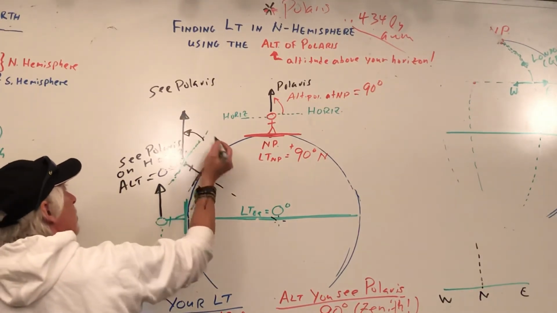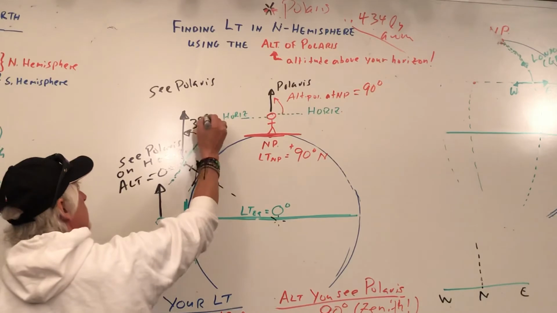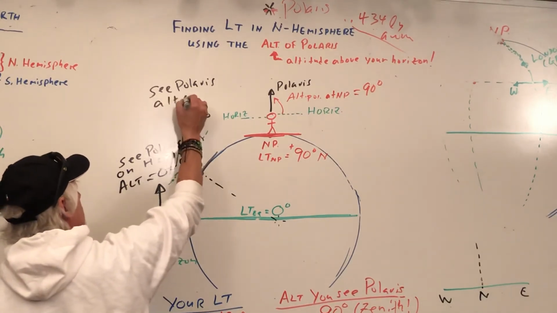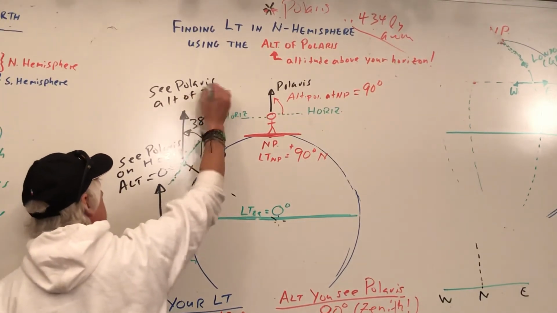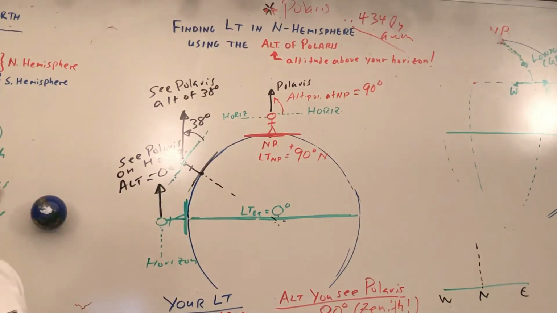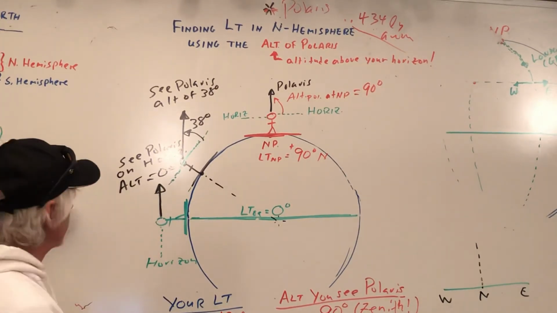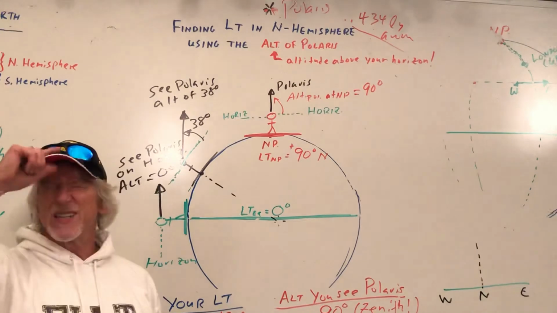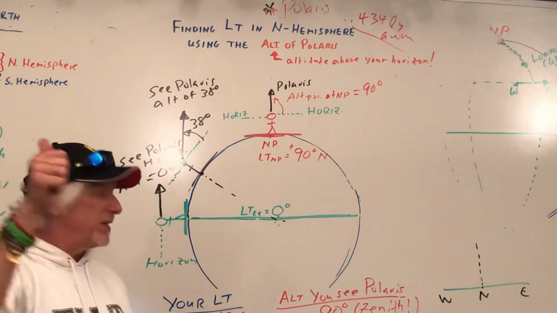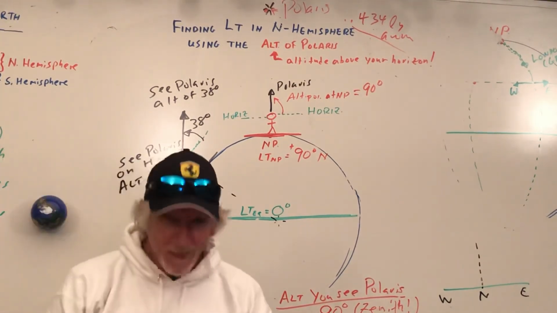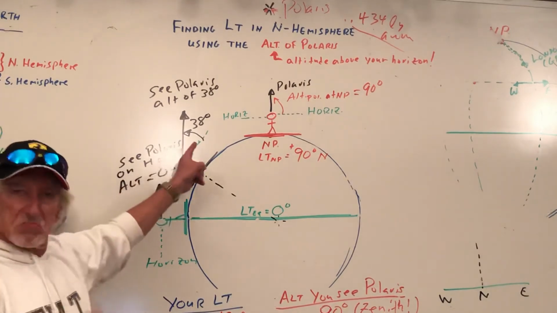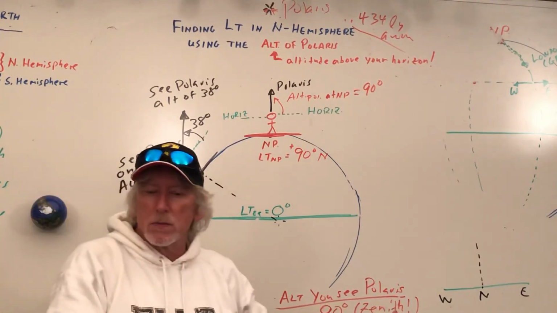What angle above your horizon? You bet you. An altitude of 38 degrees. We're reviewing. We got some more to review. A couple more things. What's the other one I was going to do? Okay. 38 degrees, that's approximately 48 degrees.